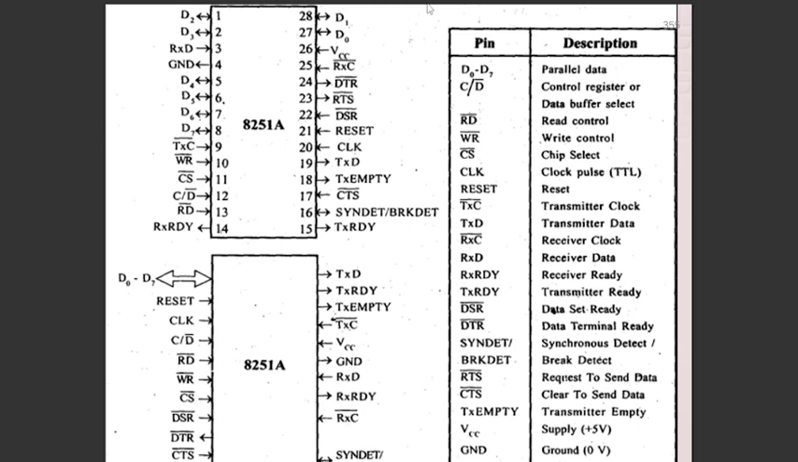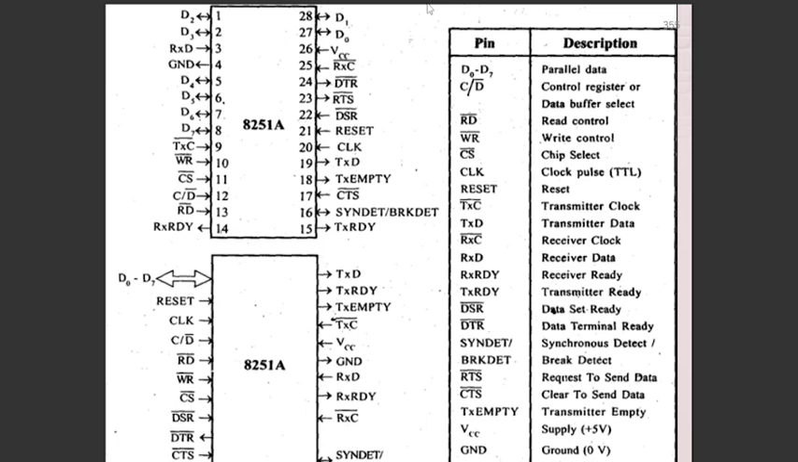This is the pin diagram of your USART. The pins D0 to D7 are the data bus, which carries parallel data, and C/D bar is the control register or data buffer select. Read bar is the read control signal, and write bar is the write control, and CS bar is chip select, and clock is for the clock pulses. Reset is used if you want to reset the 8251 by external peripheral devices; we can reset it by using pin number 21.